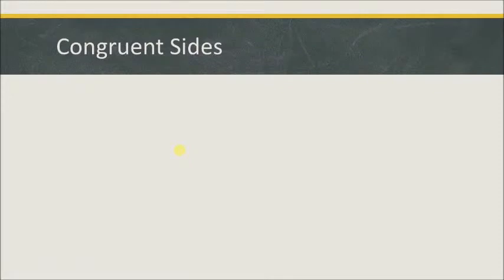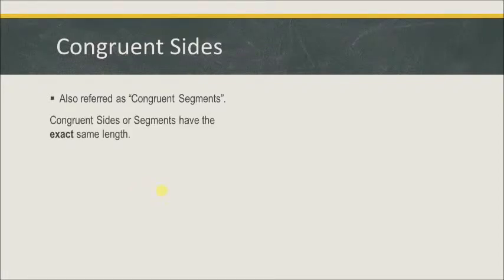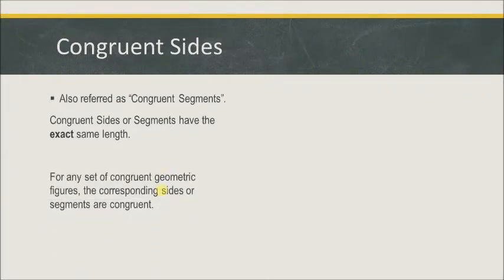So we have congruent sides. First off, let's discuss this thing, also referred to as congruent segments. Congruent sides or segments have the exact same length. For any set of congruent geometric figures, the corresponding sides or segments are congruent. Corresponding sides are usually marked by ticks.